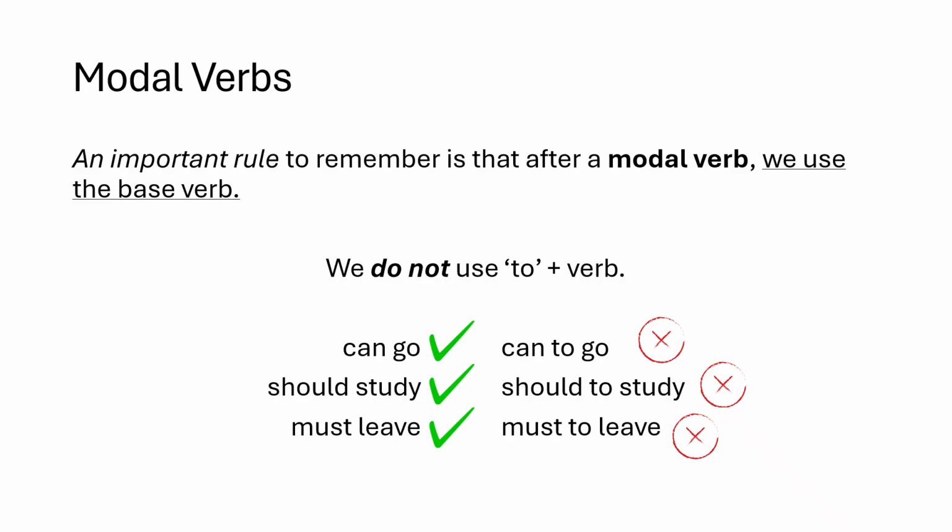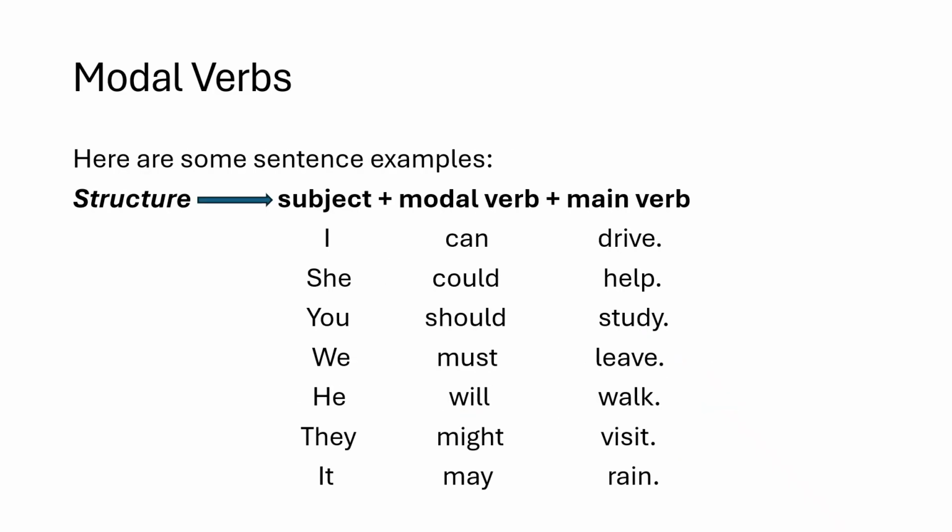Modal verbs are special helping verbs. They are followed directly by the base form of the verb. Here are some sentence examples. The structure is subject plus modal verb plus main verb.